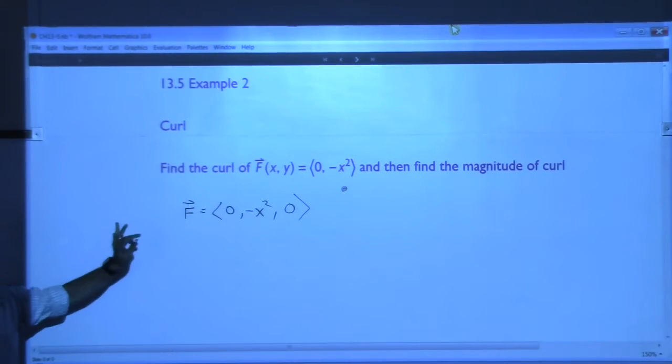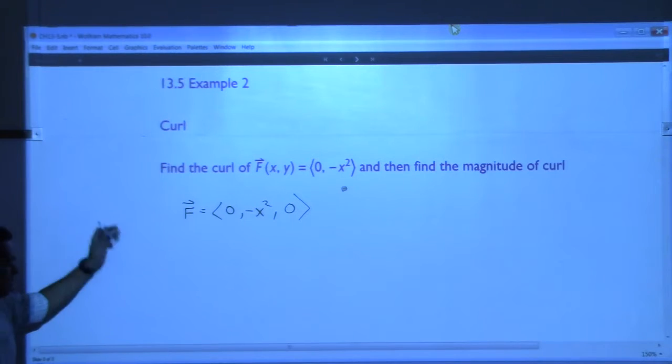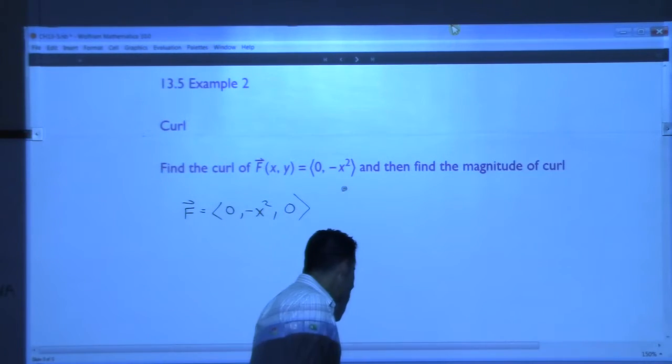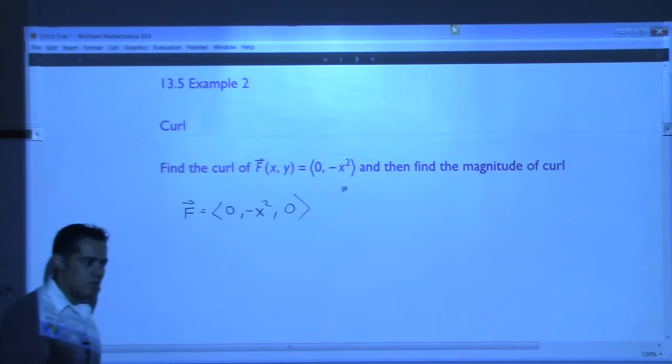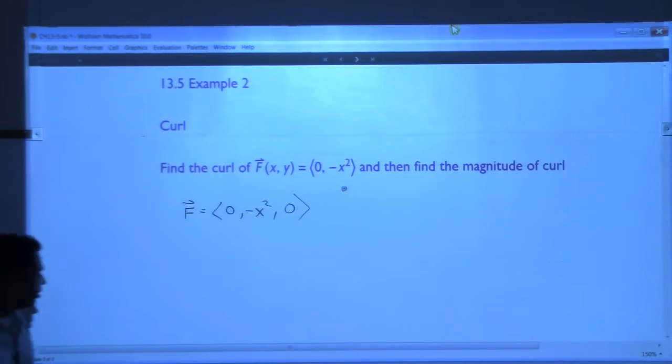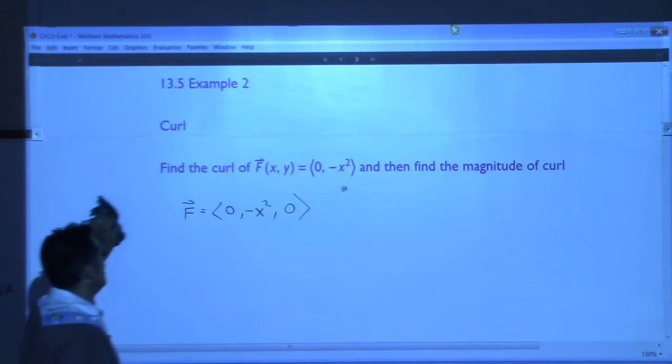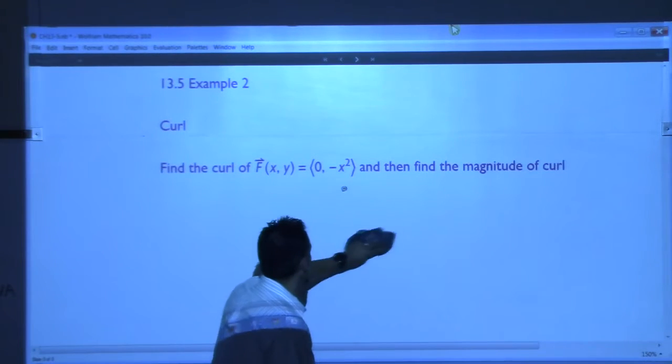I'm not going to do it. This is just to point out that everything we do with three-dimensional vector fields, you can do with two-dimensional vector fields in terms of curl. All right? You're so eager, you want to know what it is, right? What's the curl?